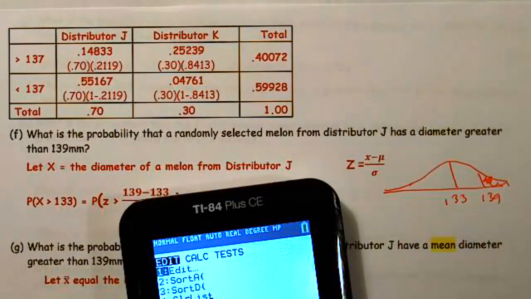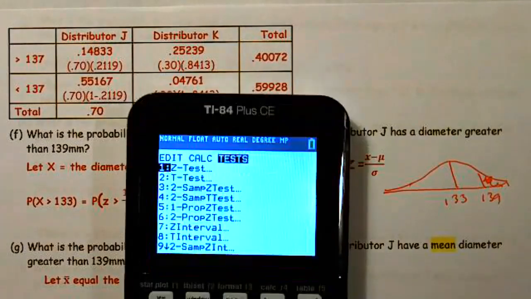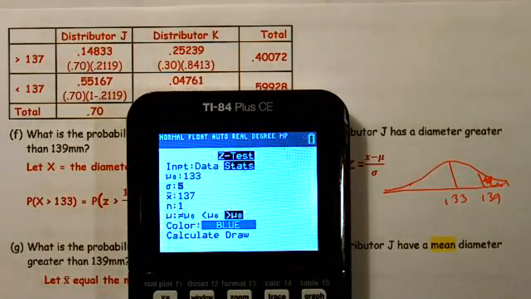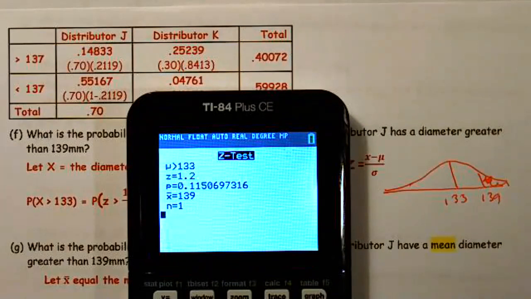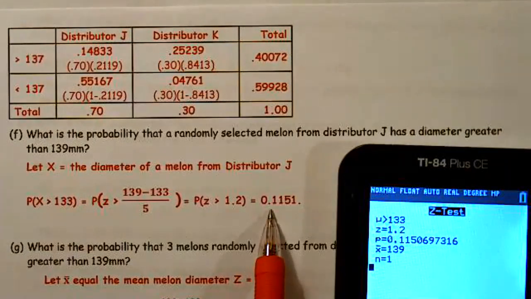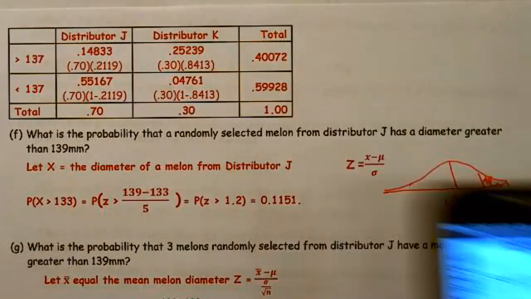So stat test, z-test, 133, standard deviation is 5, 139. We're still looking for a single melon. We want greater than, we calculate, and we're good to go. All right, z is 1.2, and we end up with that probability of 0.1151.